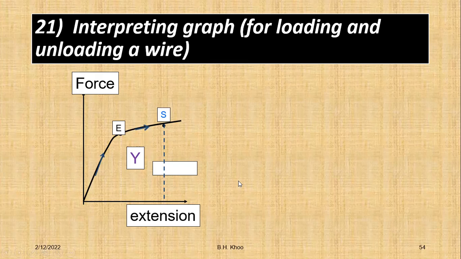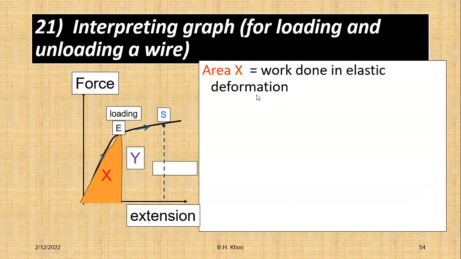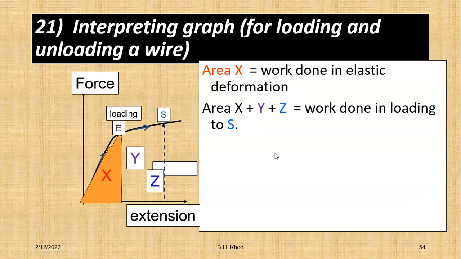Okay, the arrow shows loading, you add the weight, you have the load. So after this, E is the elastic limit, S is just any point after that. And this is the area X. X is the work done in elastic deformation. Remember, E is the elastic limit. So this is the area for elastic deformation. Then we have our Z. So area X plus area Y plus area Z is the work done in loading. We load up to S. Okay, that's your area Z. That's your area Y.